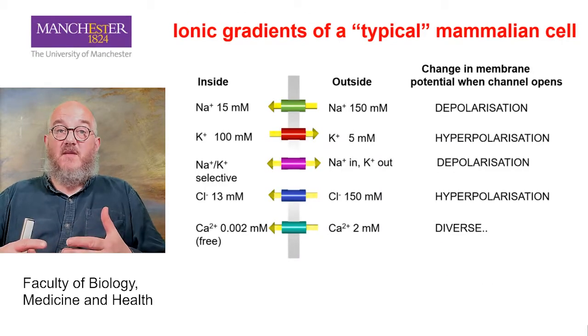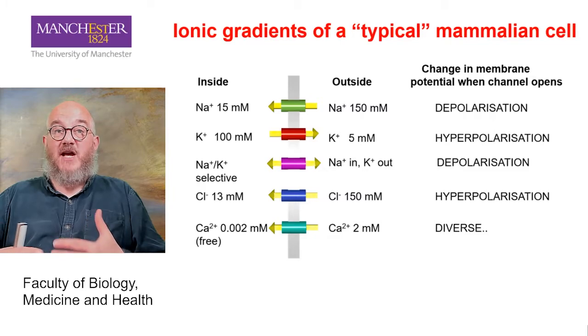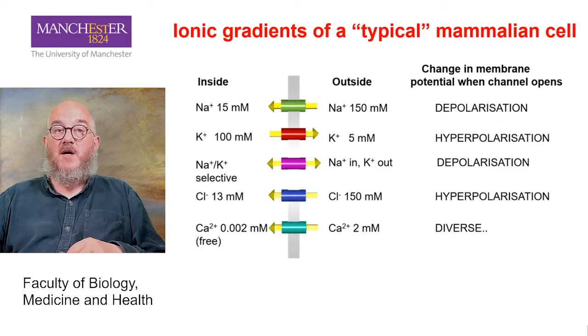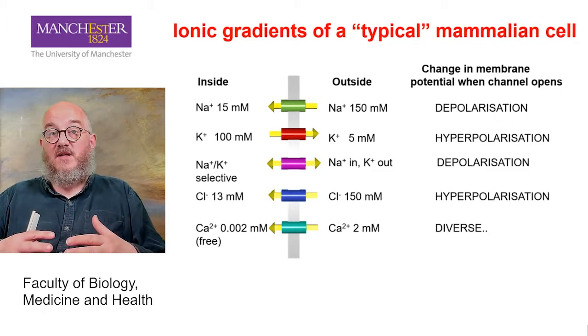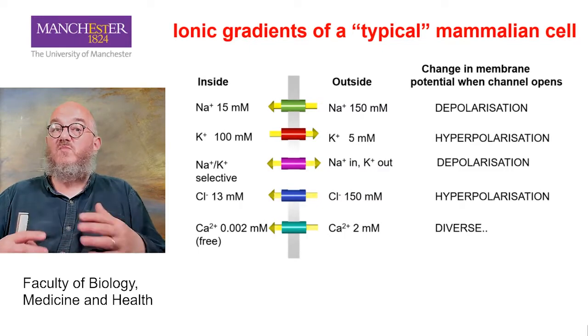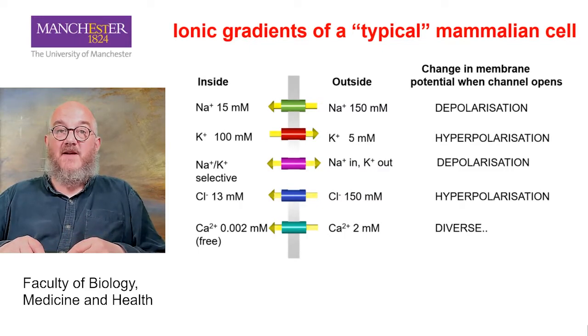Now, it's also worth thinking about what happens when a channel that's selective for a particular ion opens. So what I've shown you on here are some typical concentrations for ions in a mammalian cell. You'll see this vary quite a lot in different sources, and that's because there's no such thing as a typical mammalian cell. Cells differ quite a lot in their ion gradients. These values are taken from a neuroscience textbook called Bear et al.